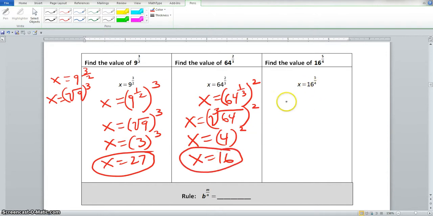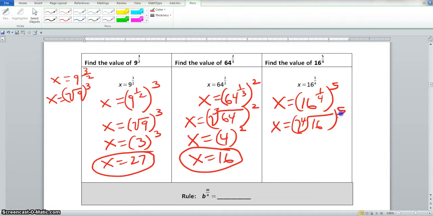Now we're going to try this again. We would just have 16. We'll remove this numerator and it becomes 1/4. We'll move the numerator to the outside, which would be 5. So we have x is equal to the 4th root of 16 to the 5th power. So x is equal to the 4th root of 16, which we know is 2, to the 5th power. And x is 32.